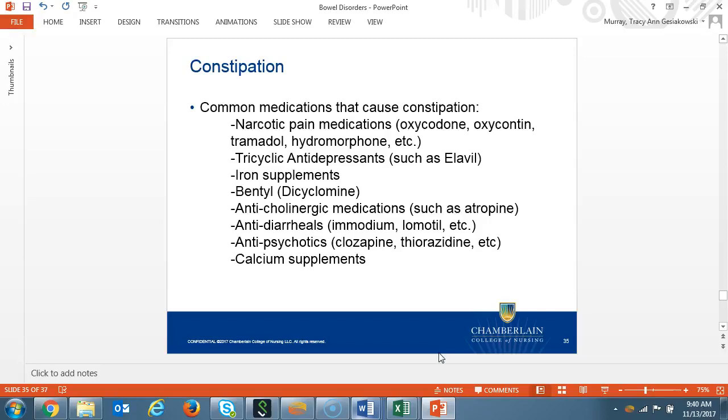Some of the common medications that cause constipation include narcotic pain medications, tricyclic antidepressants, iron supplements, antispasmodics, anticholinergic medications, antidiarrheals, antipsychotics, and calcium supplements.